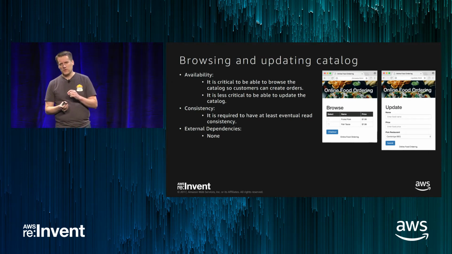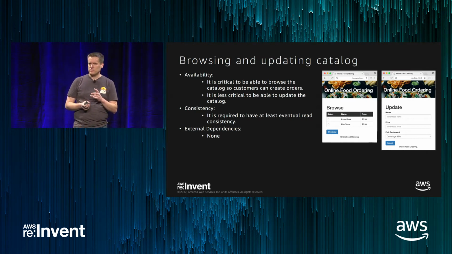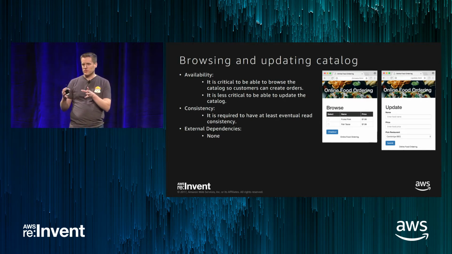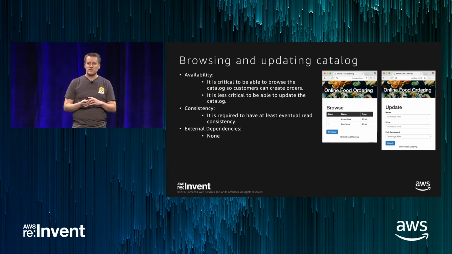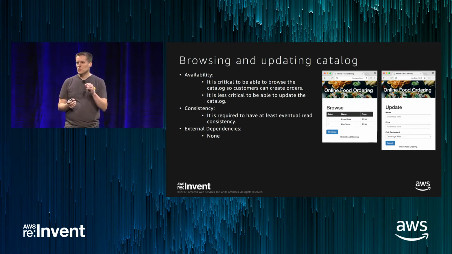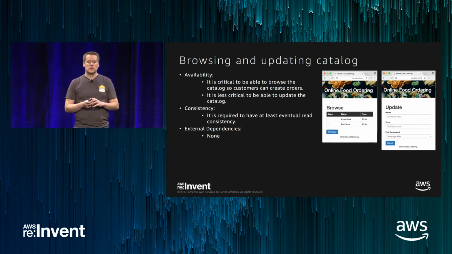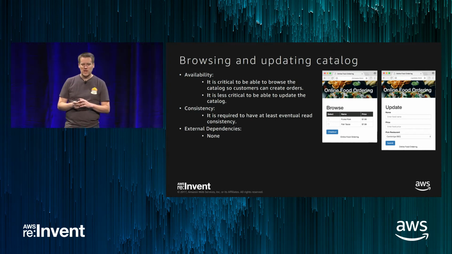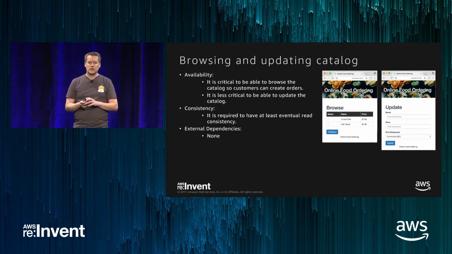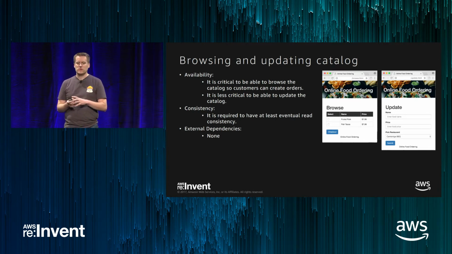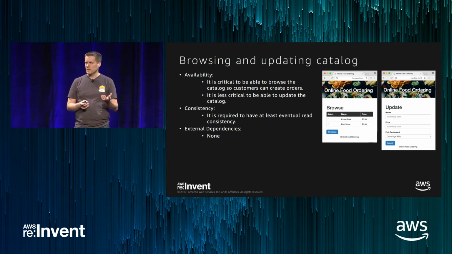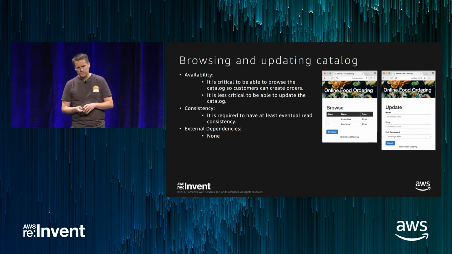Looking at the update catalog one, though, that's less critical. People can still browse and make orders and submit orders without having some late-breaking changes to the catalog. So that one we deem less critical. For the consistency, we can use the same reasoning. We're fine with eventual reads. The updates are not as critical here, and we don't have any dependencies for this.